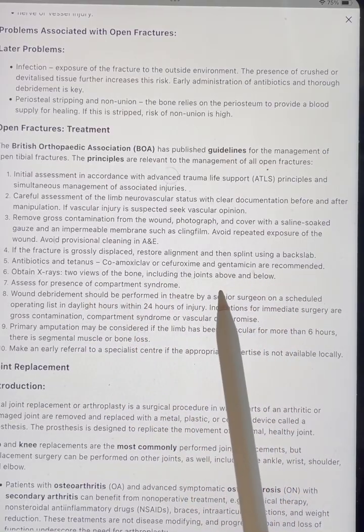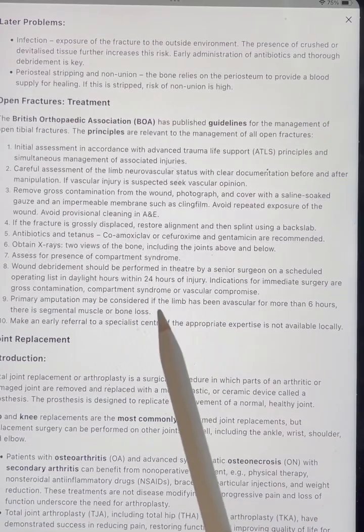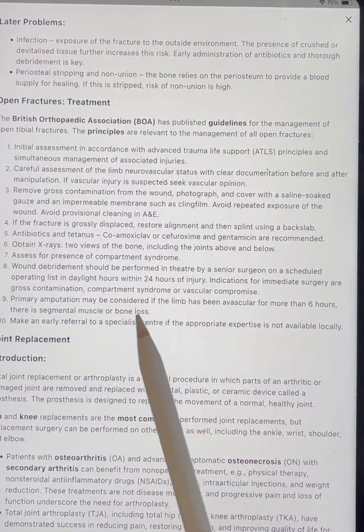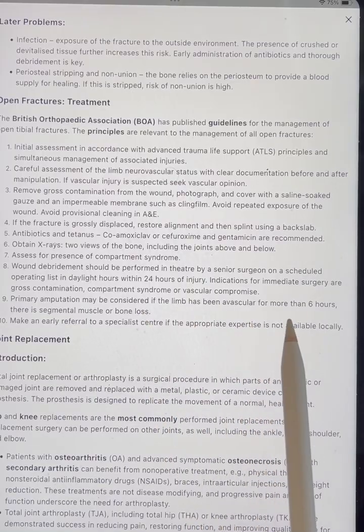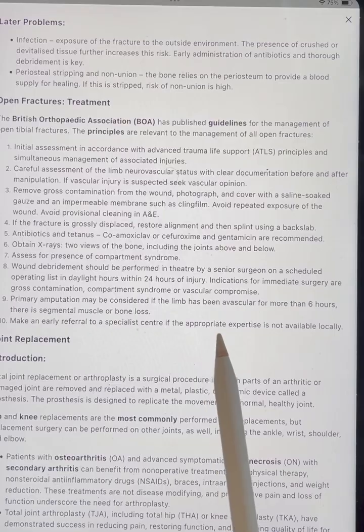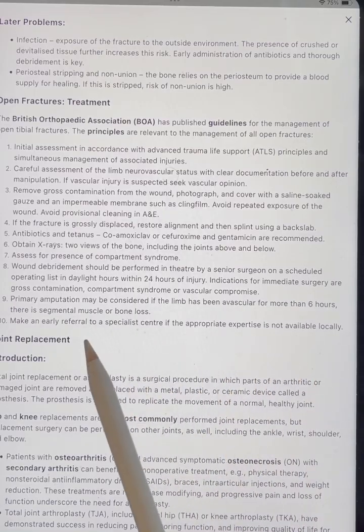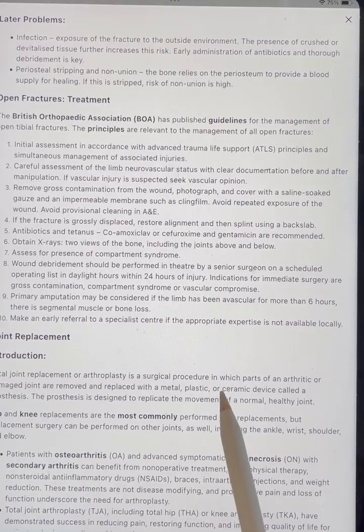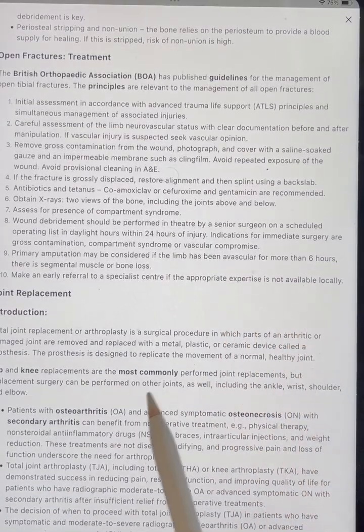Antibiotics and tetanus prophylaxis have to be given. Obtain an X-ray, two views. Assess for the presence of compartment syndrome. Wound debridement should be performed in theatre by a senior surgeon on a scheduled operating list in daylight hours, within 24 hours of injury. Indications for immediate surgery are gross contamination, compartment syndrome or vascular compromise. Primary amputation may be considered if the limb has been avascular for more than 6 hours.